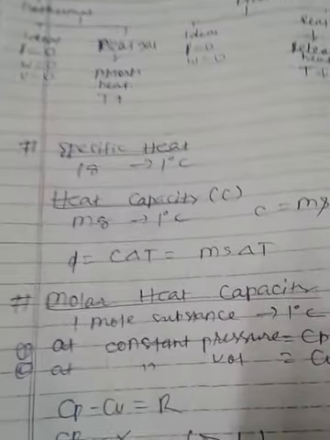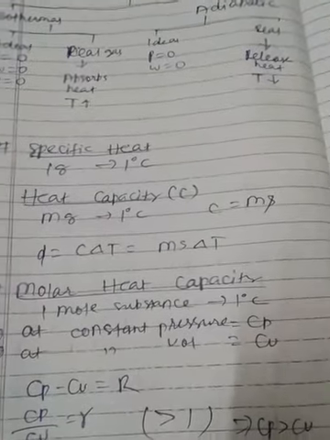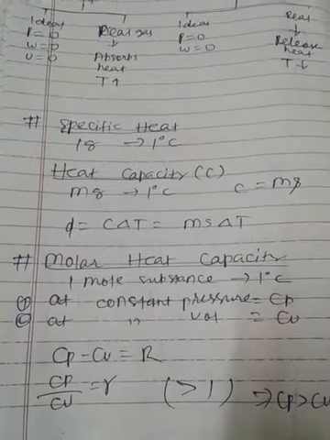Specific heat is for 1 gram; it's the heat required for raising the temperature of 1 gram of solid by 1 degree Celsius. Heat capacity is for m grams of solid by 1 degree Celsius. C is equal to ms. Q is equal to C delta T.